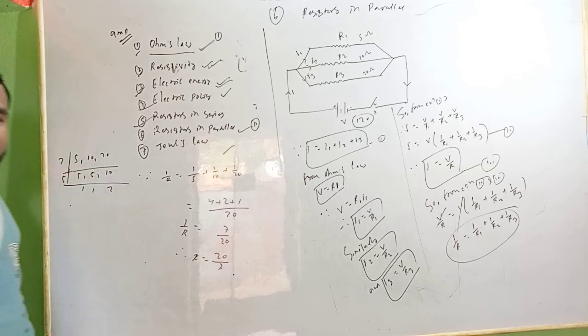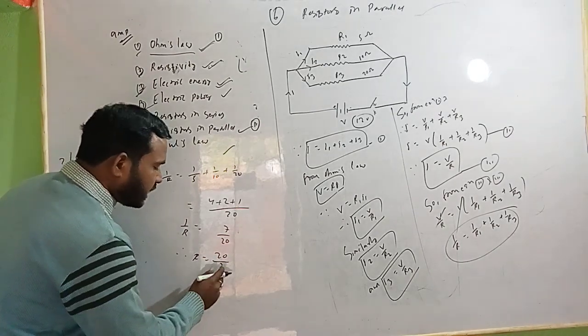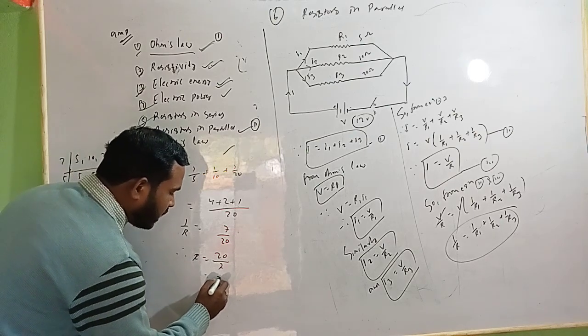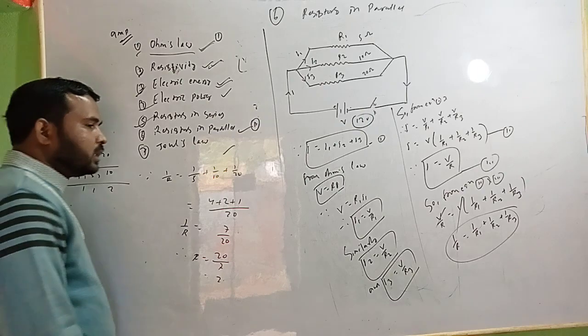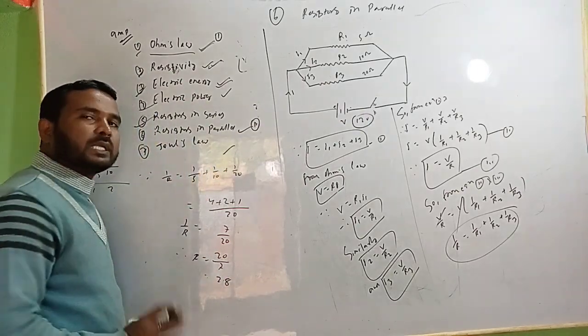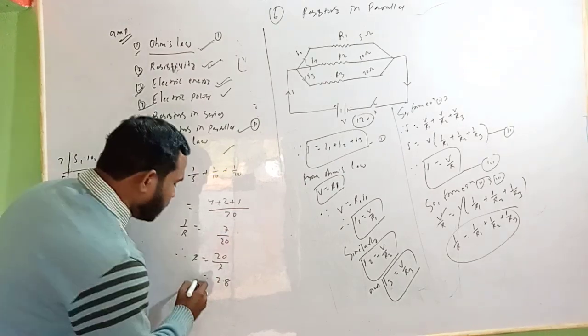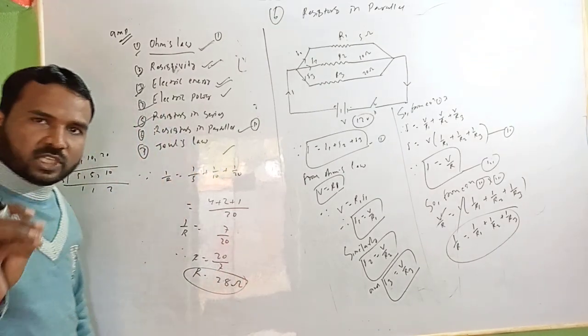Now divide this approximately. 20 by 7 is about 2.8, approximately. And the unit is ohm, because resistance is measured in ohm.